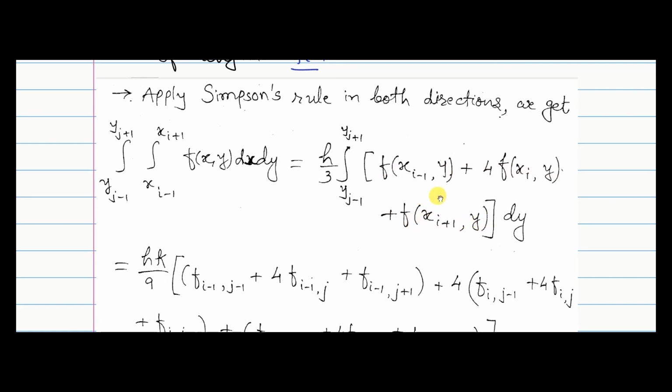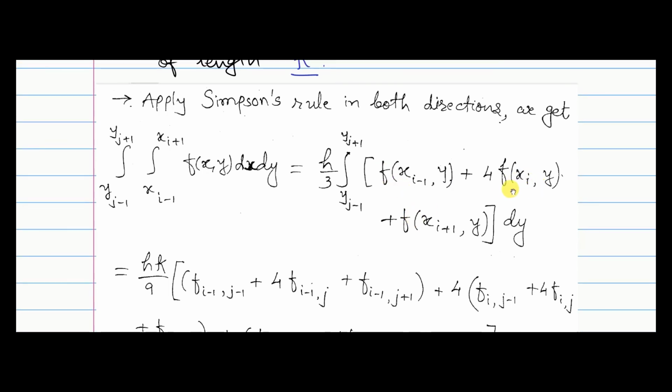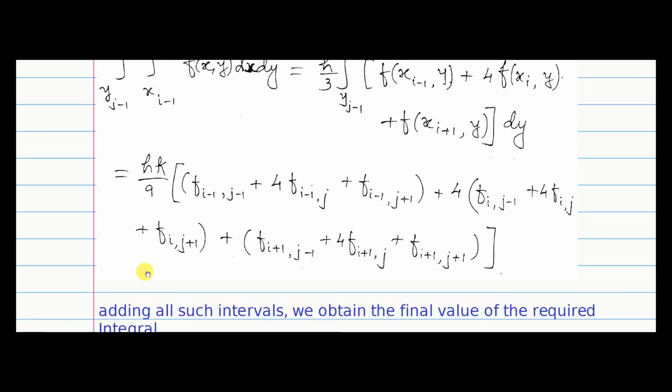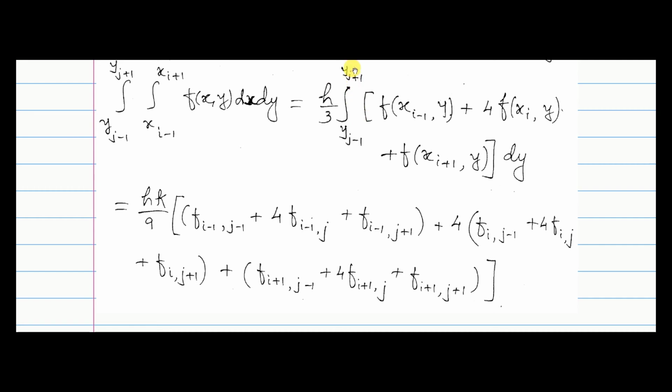And if you recall, Simpson's 1/3 formula looks like the same one, the first term plus the last term plus 4 times the remaining terms. And here we have only three parts, x_i minus 1, x_i and x_i plus 1, and hence you can see here that we have employed easily Simpson's 1/3 rule. Fine. Okay, for the next stage, we are going to employ now Simpson's 1/3 rule for this remaining integral y_j minus 1 to y_j plus 1. So the final formula will be hk by 9 into bracket.